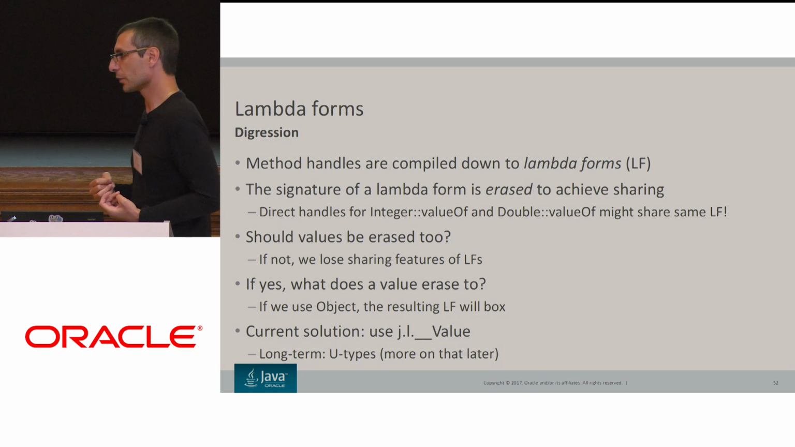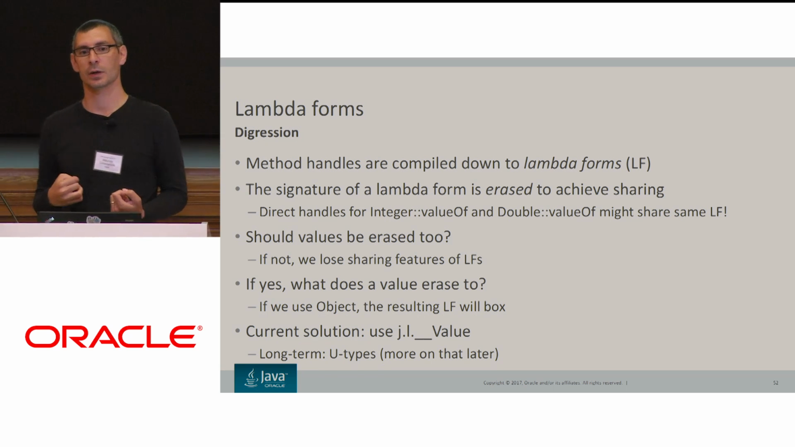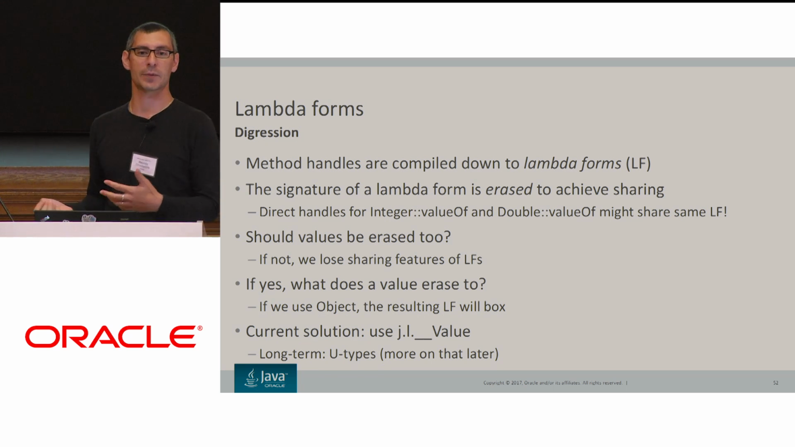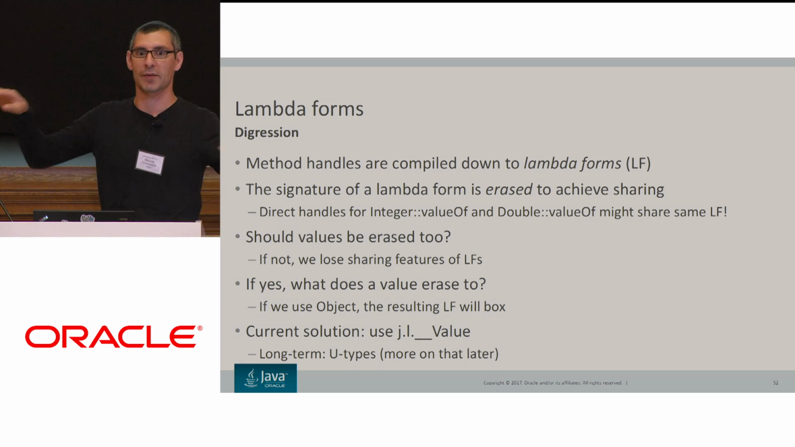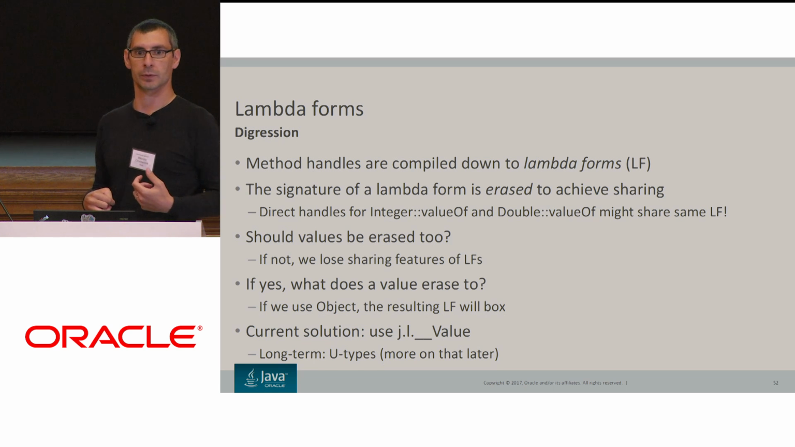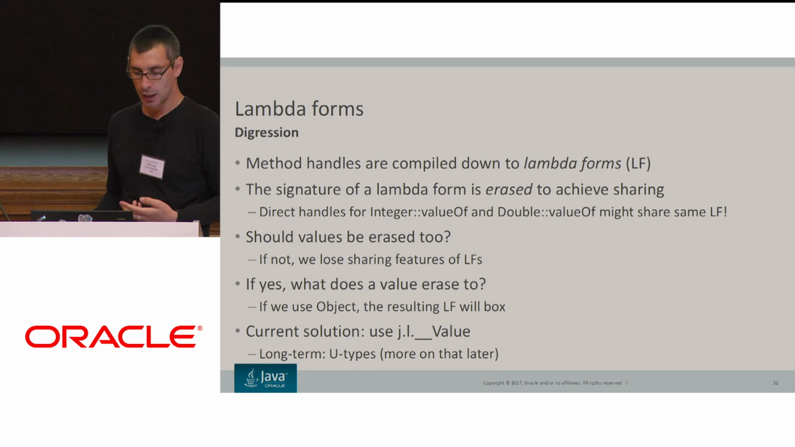So the question now is, what should we do for value types? Should we erase value types, or should we not when we deal with Lambda forms? If we don't erase value types, then we are back to the original problem with method handles, that basically we have a lot of bytecode spinning going around. But if we do erase value types, what do we erase them to? If we use object, we are basically doing boxing. So we need some other type.